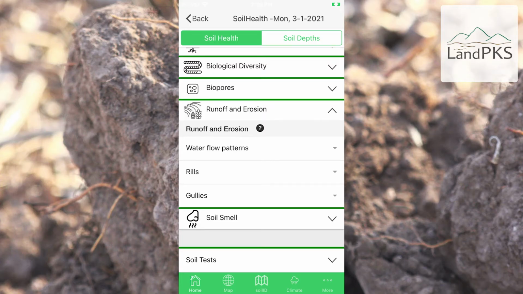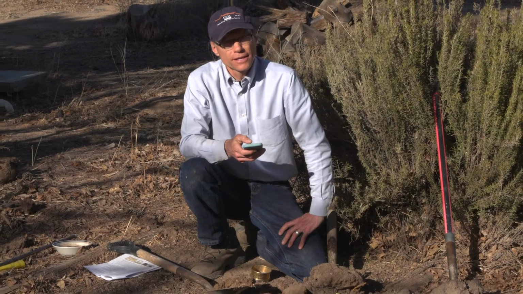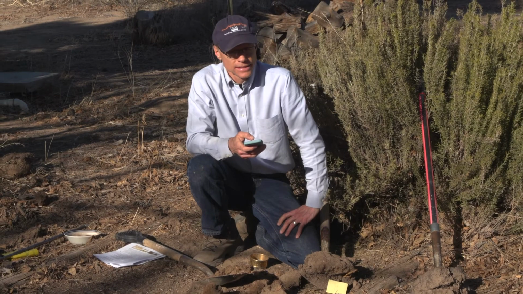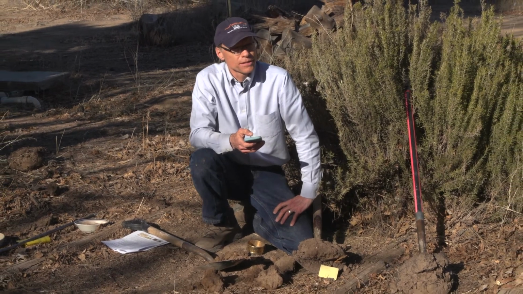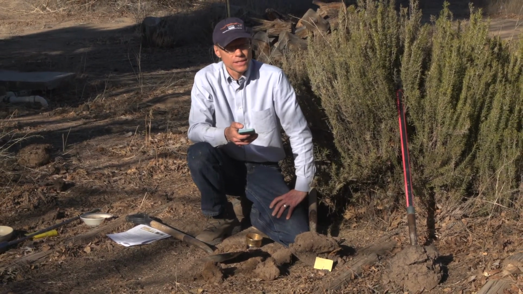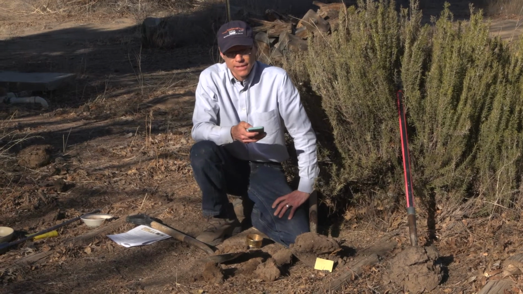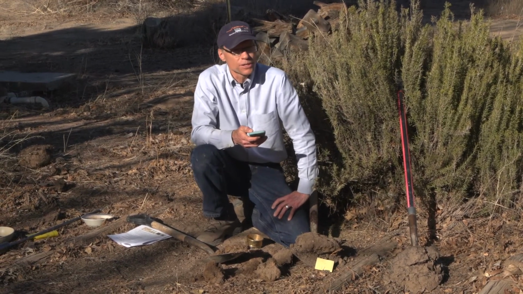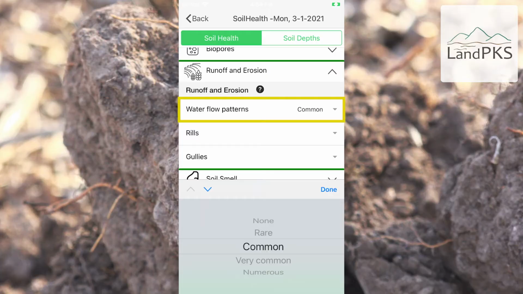Runoff and erosion. So this is actually a set of indicators that are not currently included in the soil health assessment protocol with NRCS, but NRCS does use these indicators extensively, particularly on rangelands, but they're equally useful on croplands. First one is water flow patterns.